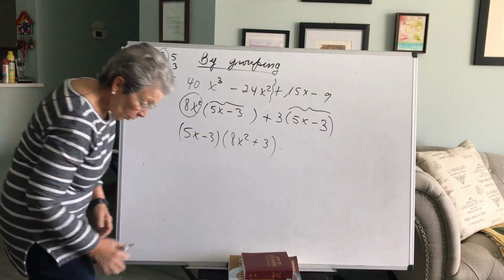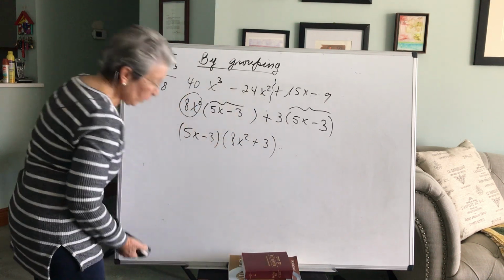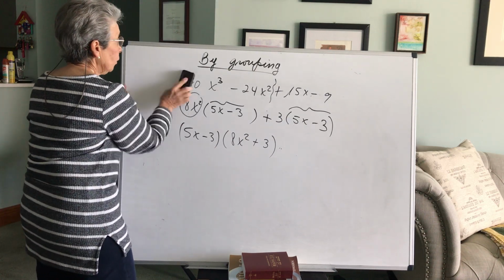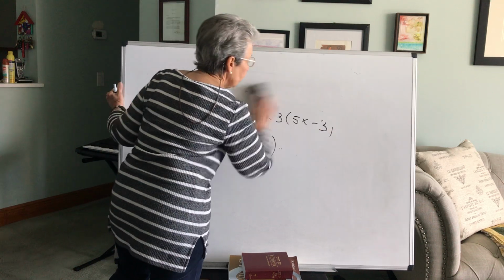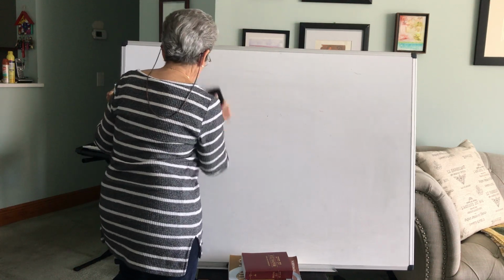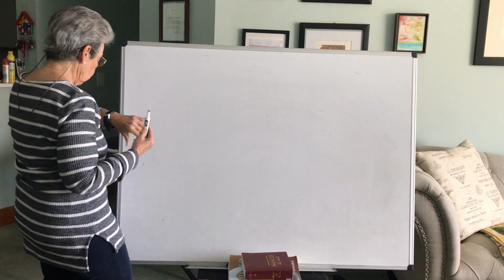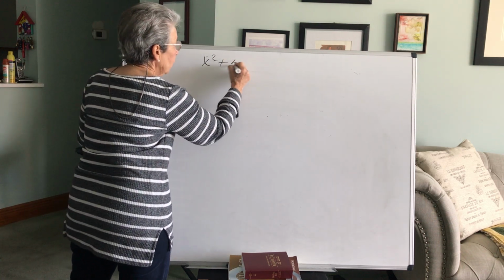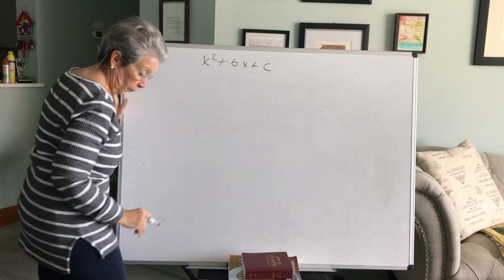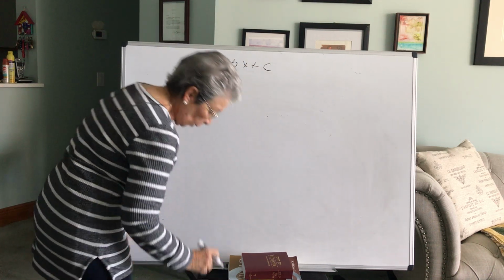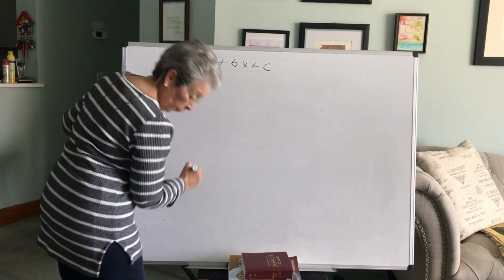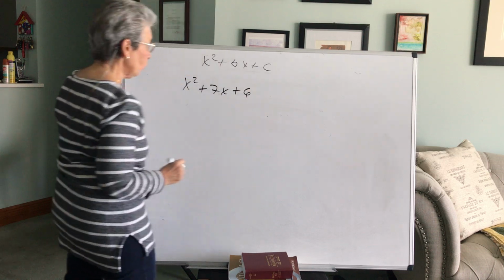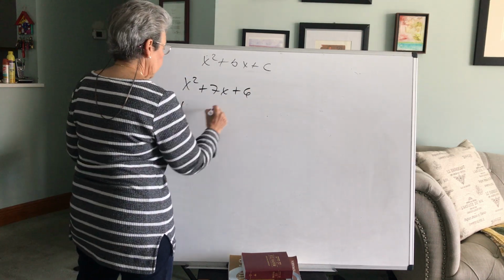We are going to factorize another trinomial of another type. Factorizing trinomials. We are going to factorize trinomials of the type x squared plus bx plus c. Example: x squared plus 7x plus 6. Factorize. What to do?